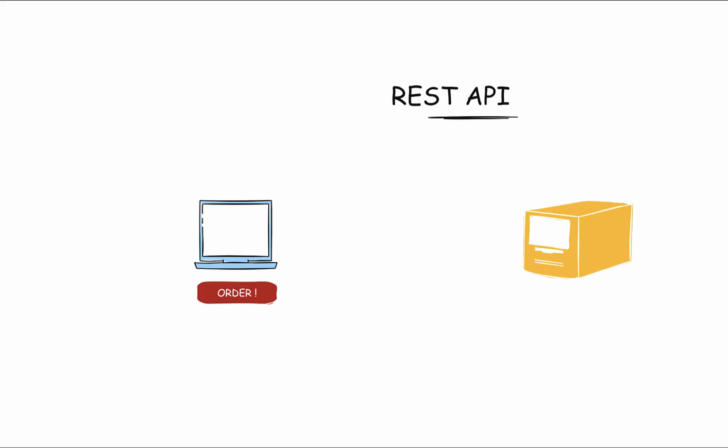Imagine you are ordering a pizza online. The moment you click the place order button, a request is sent to a server which processes your order and responds with an estimated delivery time. But have you ever wondered what happens behind the scenes? That's exactly what we are building today. A simple REST API for a pizza ordering system using Java and Spring Boot.